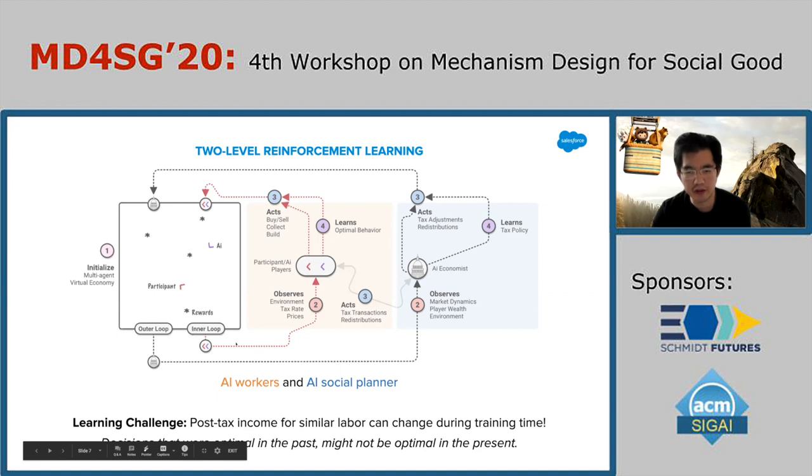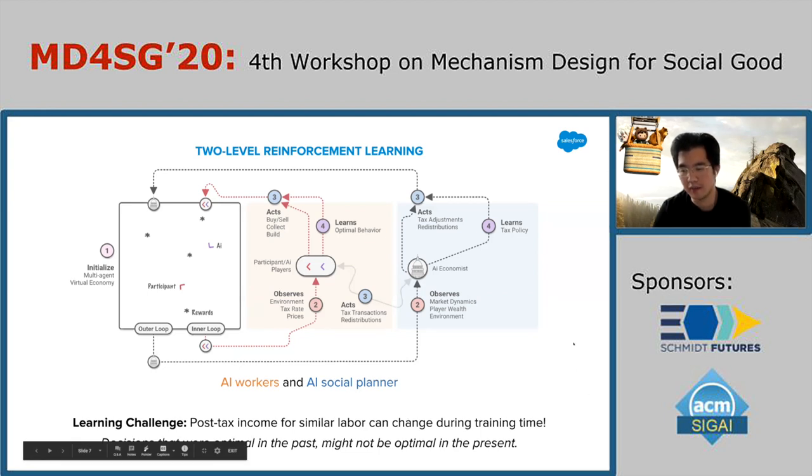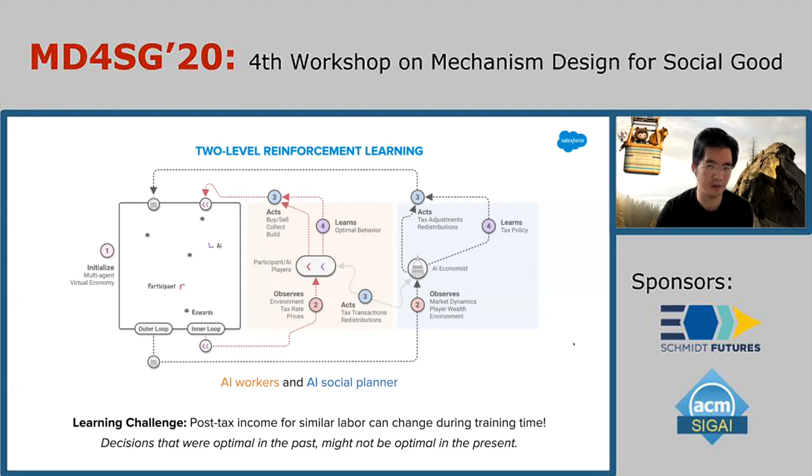This diagram shows you in a cartoon the learning process. The critical part here is there are two learning loops. In the center, you see the red loop that describes the agents that are learning. At the same time, this AI government in the outer loop is looking at the reward function that these agents in the middle are experiencing and adjusting that. This poses a big machine learning challenge, because from the perspective of the workers, their post-tax income might change during learning time as the taxes are being changed by the government. Another way of saying that is that during this learning process, any decision that a worker thought might have been optimal in the past might not actually be optimal in the present. This causes a very hard problem for us to solve.